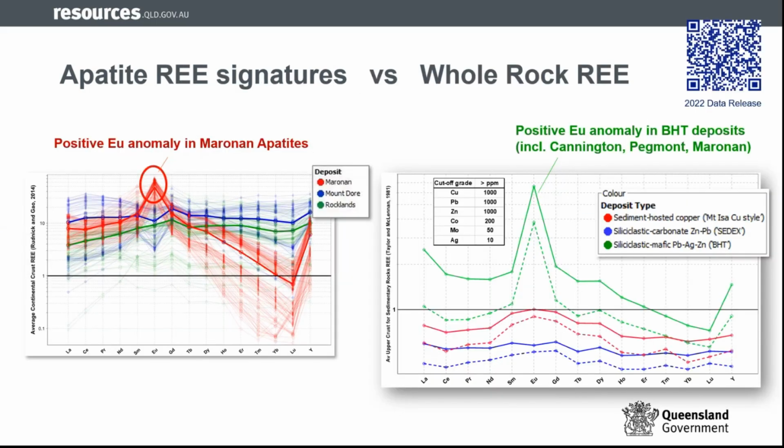But what is important here, this anomaly, that's exactly what we see if we look at the whole rock data. This is one of the signatures of Broken Hill type deposits. So we can use a single mineral, and you can just go and pan it and get your apatite. And if you see this positive europium anomaly, here you are, you're on the spot.